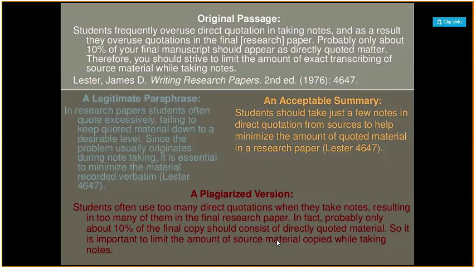Next, legitimate paraphrase. In research papers, students often quote excessively, failing to keep quoted material down to a desirable level. Since the problem usually originates during note-taking, it is essential to minimize the material recorded verbatim. Lester 46-47. An acceptable summary: students should take just a few notes in direct quotation from sources to help minimize the amount of quoted material in a research paper. Lester 46-47. A plagiarized version: students often use too many direct quotations when they take notes, resulting in too many of them in the final research paper. In fact, probably only about 10% of the final copy should consist of directly quoted material. So it is important to limit the amount of source material copied while taking notes.